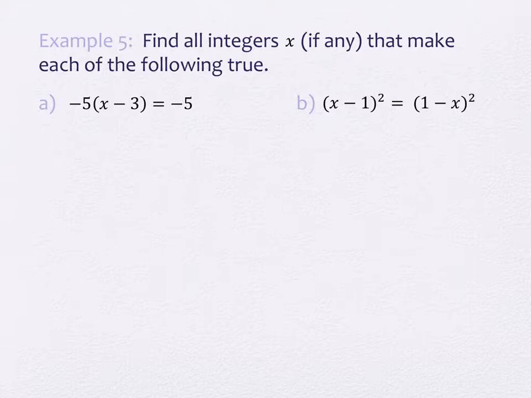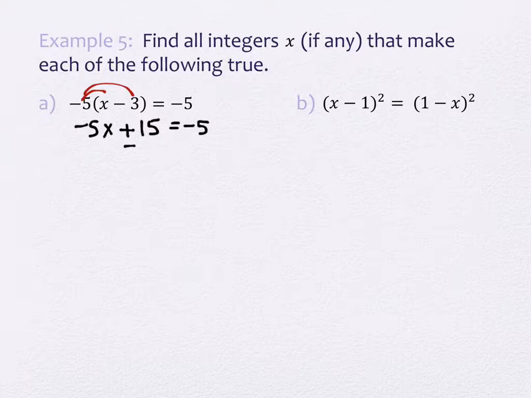All right, so on this one, there's a couple of ways you could do this. Probably most of you are going to say that you want to distribute first. So if you distribute this first, you have -5x, and what is -5 times -3? 15, positive 15, and it equals -5. Okay, so if you're using equations, what would you do next? Subtract 15 from both sides. All right, so we're going to subtract 15.